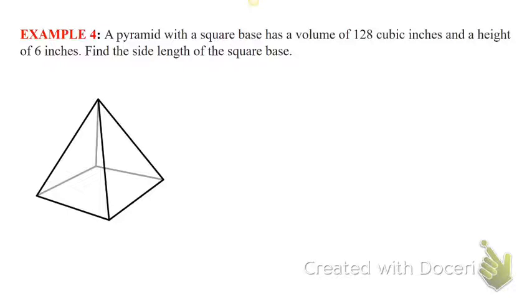On this next slide, we are given a pyramid with a square base, has a volume of 128 cubic inches and a height of 6 inches. Now we want to figure out the side length of the square base. Well, we know our formula is volume equals 1/3 base area times height, and we know the volume and we know the height. So let's write down what we know.